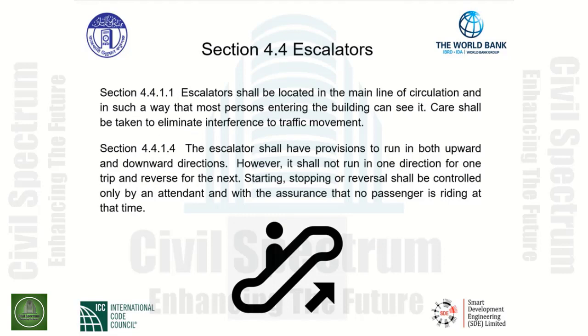The main line of circulation is given to us here as a requirement based upon section 4.4.1.1. This section explains that escalators shall be located in the main line of circulation and in such a way that most persons entering the building can see it. This way it's available for use to the people that come into the building upon viewing where the escalator is. Further, this section indicates that care shall be taken to eliminate interference to traffic movement.